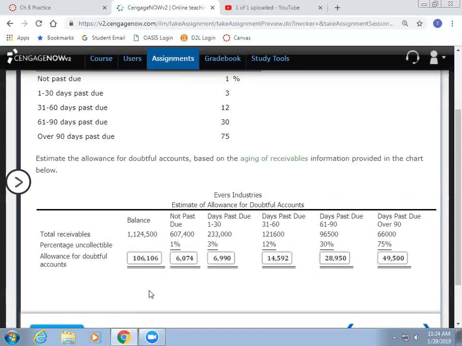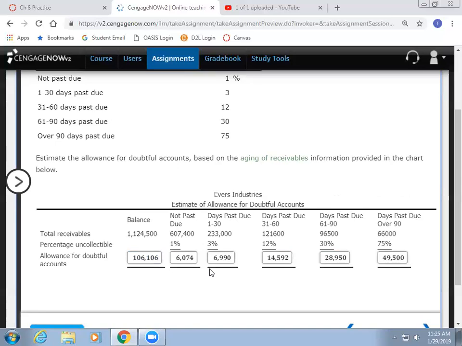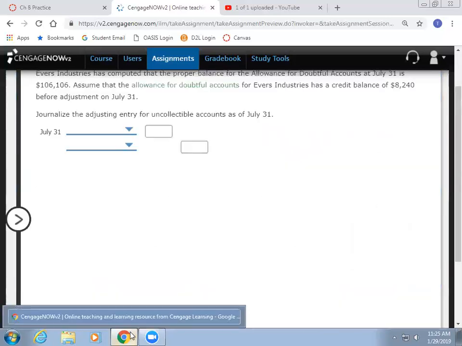$106,106. Again, we just added all 5 of those up, and that would be the amount for my allowance for doubtful accounts for the year. Okay. So that's how we do an aging of receivables. Not too bad, right? Just doing some simple math, multiplying and adding. Any questions on that one? That's pretty easy. Okay, we'll move to next.